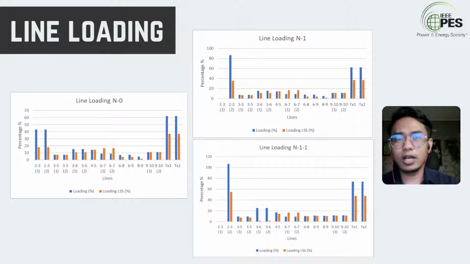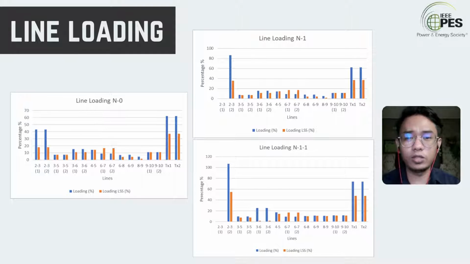So as you can see here, I state the most important line that we need to focus on is line 2-3. After I do all the line outages, line 2-3 is the most critical part. So when I do line outage contingency at line 2-3, the other parallel backup line 2-3 has overloading up to 106%. But with LSS, the overloading can be reduced to 44%.